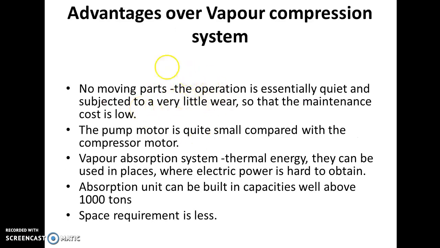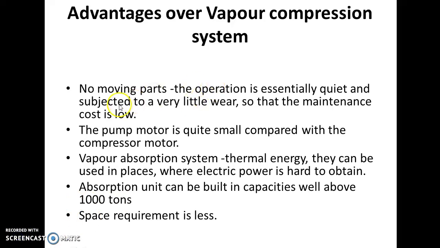Now the advantages. First, it has no moving parts, the operation is very quiet, and it has very little wear and tear, so the maintenance cost of the system is low. The pump motor is quite small when compared with the compressor motor, so the pump work can be neglected. The vapor absorption system uses thermal energy. There are certain situations where electric power is hard to obtain. In those situations we can go for thermal energy or waste heat from other systems. This is one of the major advantages. And these absorption units can be built in capacities well above 1000 tons, and their space requirements are very small.